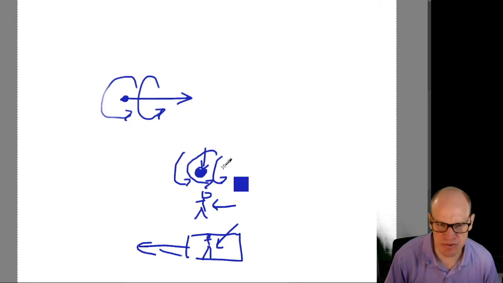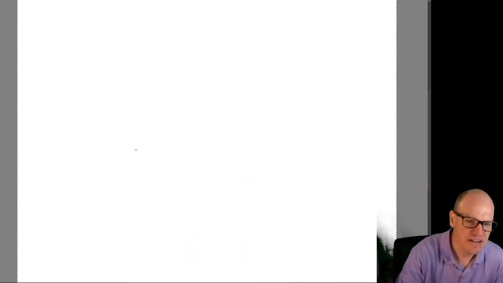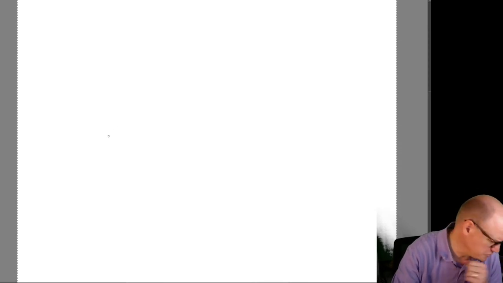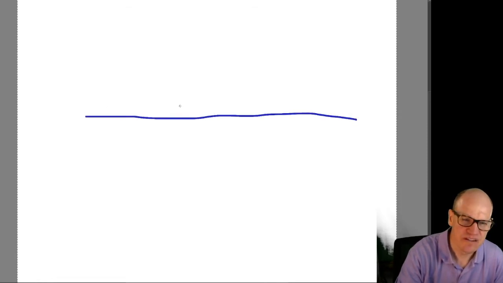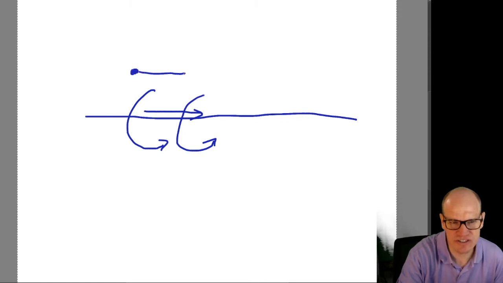Well, let me give you an example of something that happens in real life. Suppose you have a wire, and the wire has current flowing in it like this, and you have a magnetic field that's circulating like this. And if you have a charged particle that's drifting in this direction as well, what's going to happen?